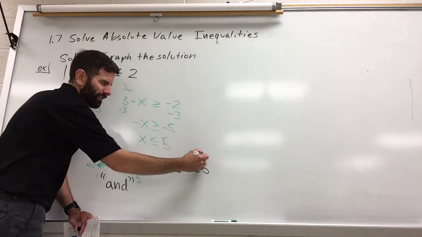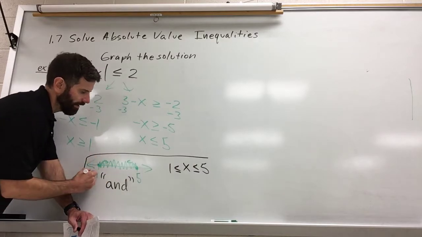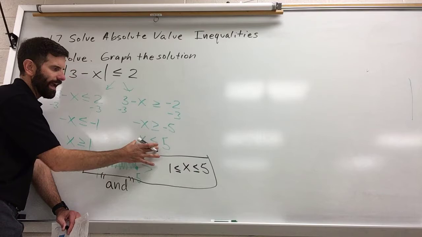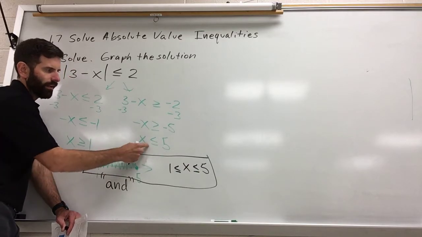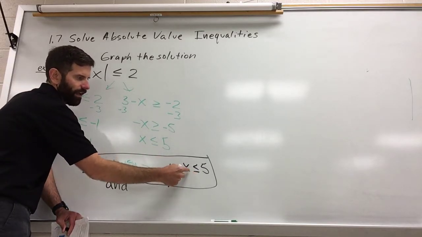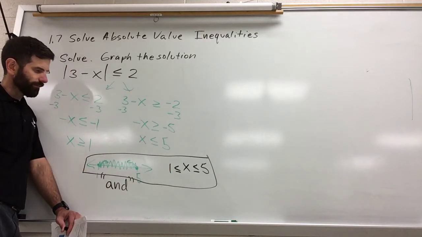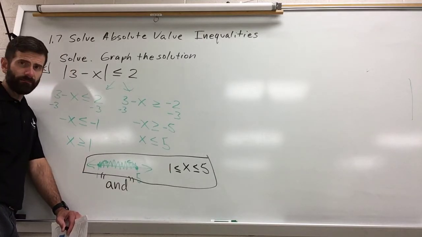Now, if you're thinking that's a little too easy and maybe I messed something up, double check it. This says the exact same thing as these two. X is less than or equal to 5. X is greater than or equal to 1. It says the exact same thing. And there you have it.